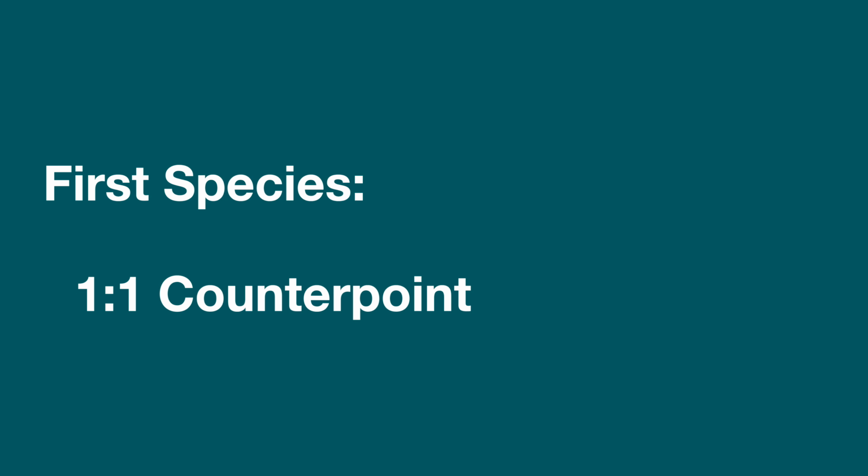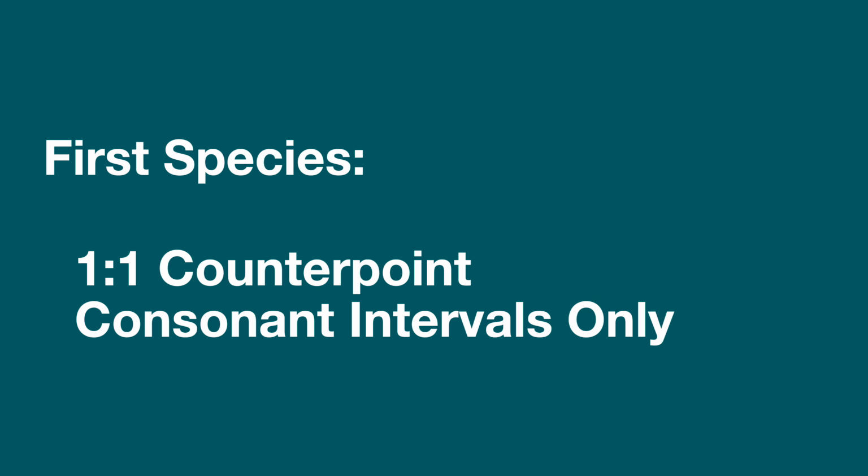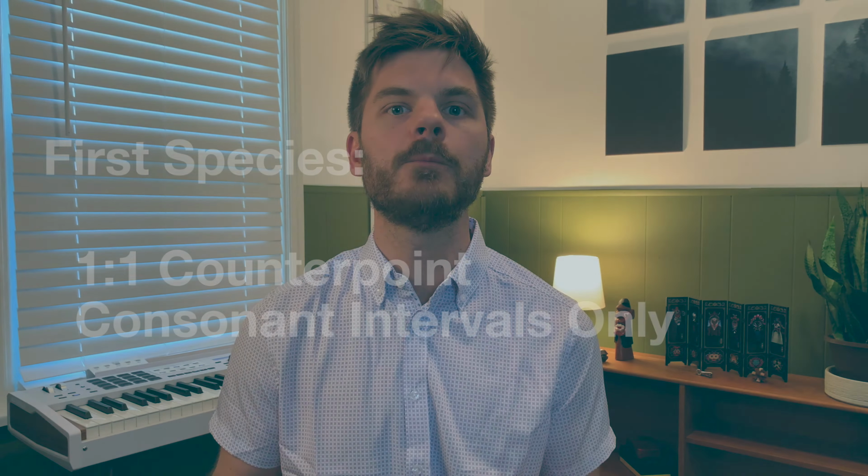Okay, so now let's talk about the different species. The first species is one-to-one counterpoint, where you supply one note to every note of the cantus firmus. In this species, you are only allowed to use consonant intervals, meaning no dissonances are allowed. This species introduces us to 3 of the 4 types of contrapuntal motion. We have parallel motion, contrary motion, and similar motion.